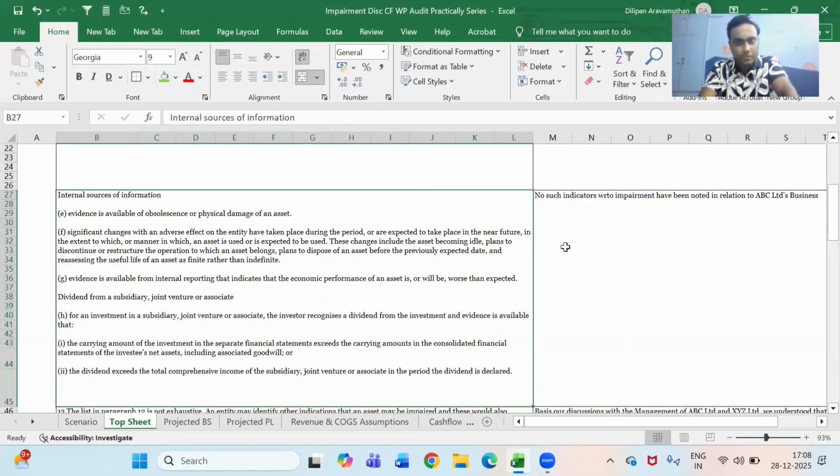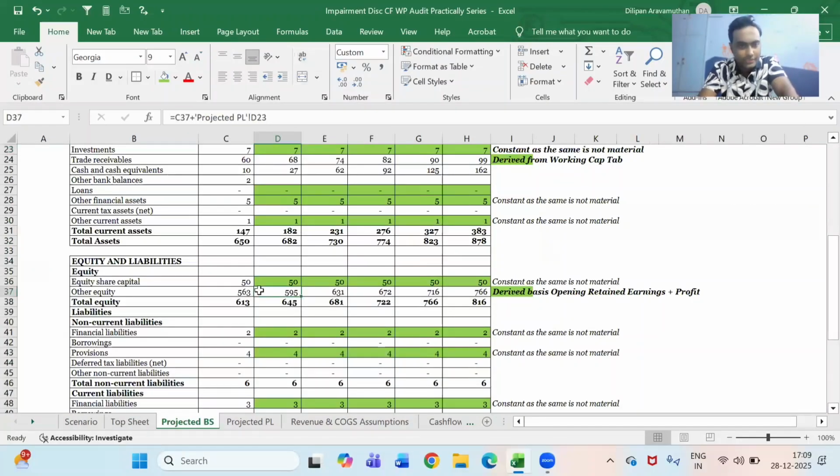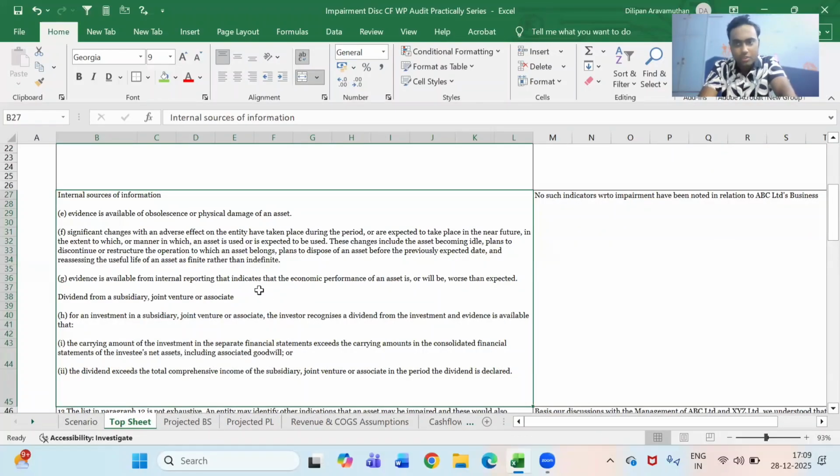The next set of questions it is asking us is whether there is an evidence of obsolescence or physical damage, whether there is any adverse effect that has taken place on ABC Limited or is expected to take place in the future, or whether the net worth of ABC Limited is negative. Is the net worth of ABC Limited negative? No, sir, it's not negative. If you see here, it is 613, it is positive. 613 crores, it is positive. So these are also not the triggers for impairment.